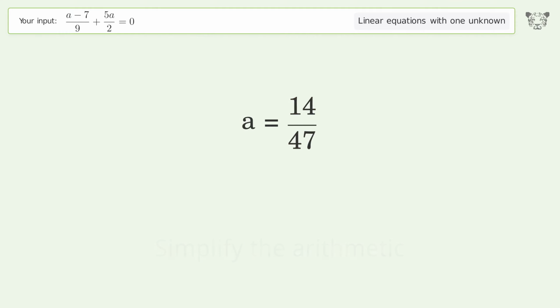And so the final result is a equals 14 over 47.